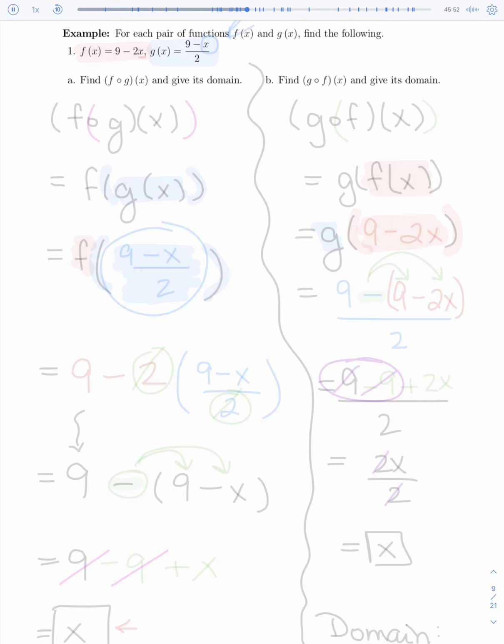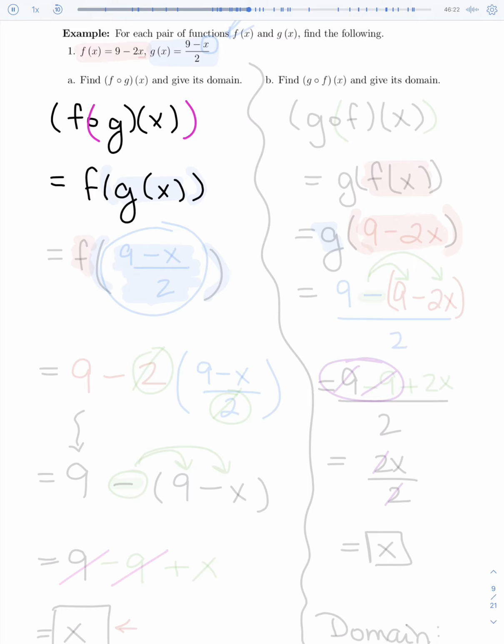So let's start with problem A. In problem A, we've got f with our little circle, g, and another set of parentheses with an x in it. So what we'll do is start off by switching the notation. We don't like the circle notation, so let's switch it to parentheses. I just drop the circle and put parentheses, and that rewrites it as f of g of x.